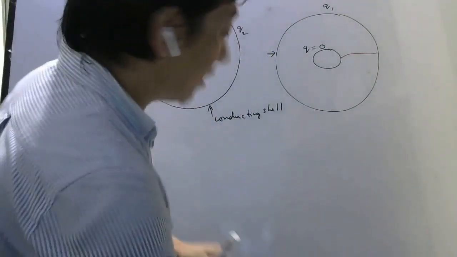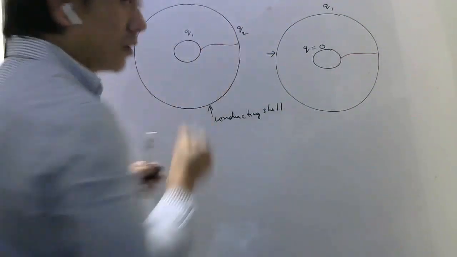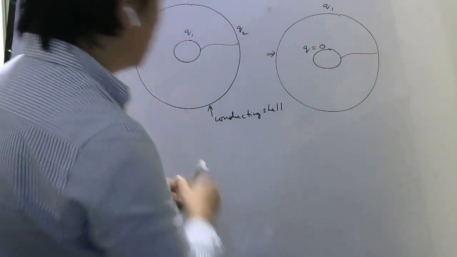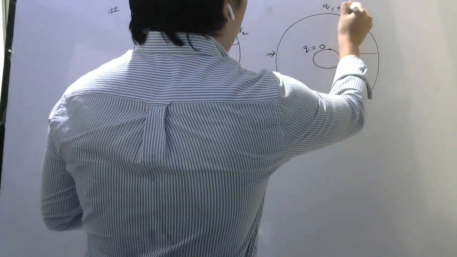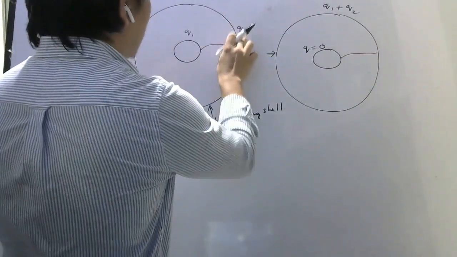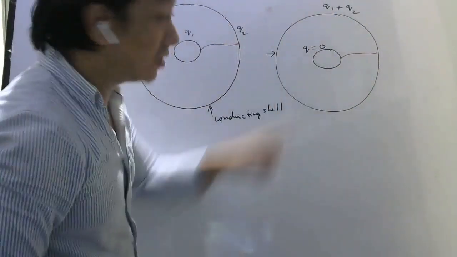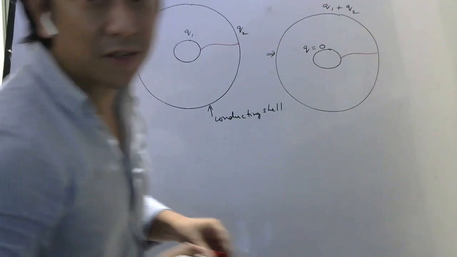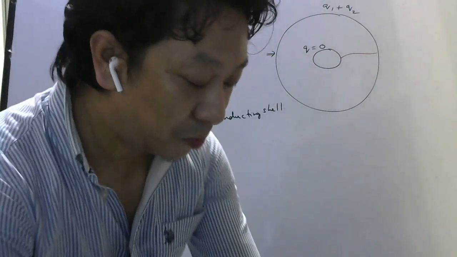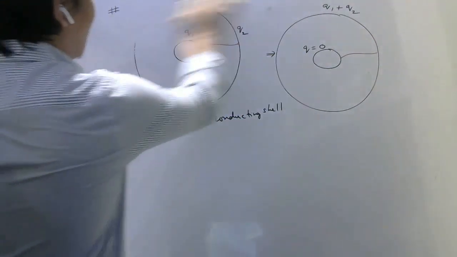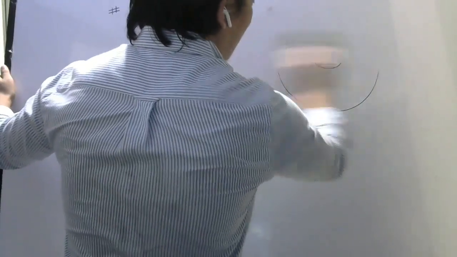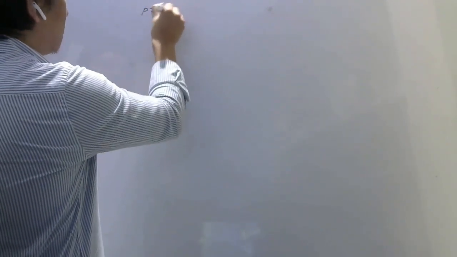Now suppose I connect a wire. You will find that after equilibrium, this will be 0 and the whole charge Q1 will go to the outer shell. So total charge on the outer shell will be Q1 plus Q2. So let me now try to prove this for those who are mathematics lovers. They may think, "Sir, the physics explanation is okay, but please try to show using mathematics also." So let me now try to explain using mathematics. Look carefully, I am trying to give you the proof.